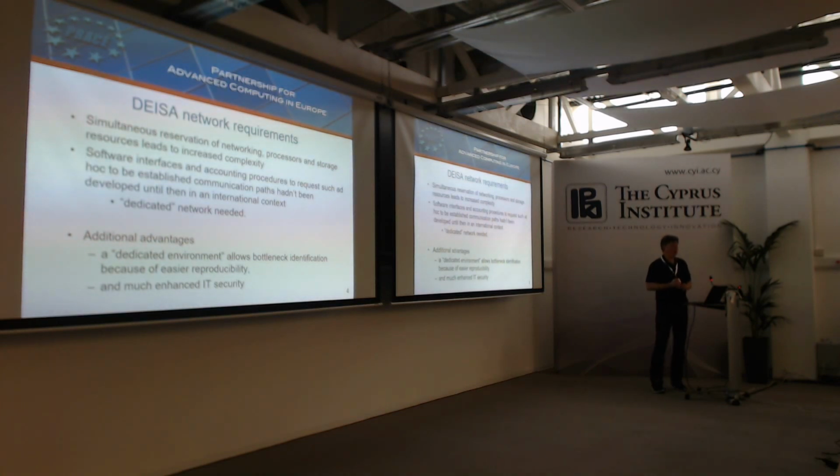So what we saw is that we need a dedicated network for our infrastructure. That was what we set up. An additional advantage is the dedicated environment without bottleneck identification problems because of easier reproducibility. If you have a problem, you really know where to look. If you have a shared environment, there may be other users who have used the network. You cannot get the situation you have with your problem once again to test whether there is a problem. And of course, much enhanced IT security because there are no packets from others. You really know what is going on in your network.